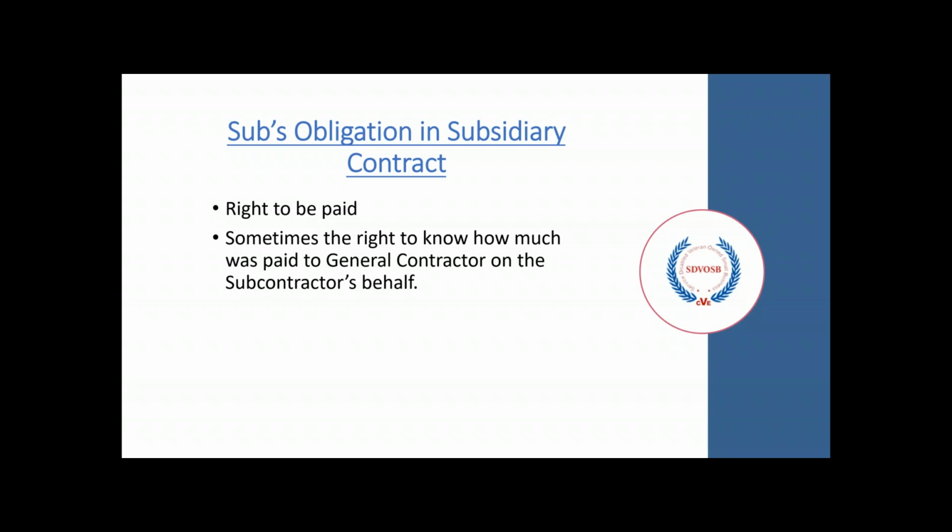The subcontractor's obligation in a subsidiary contract: they have the right to be paid. And in some instances, they have the right to know how much the general contractor was paid on the subcontractor's behalf. They can find out how much the general is being paid in instances of cash flow restrictions. If the subcontractor is having a hard time being paid for their services, they can have the right to know how much the general was paid for those services in an attempt to balance out that cash flow.